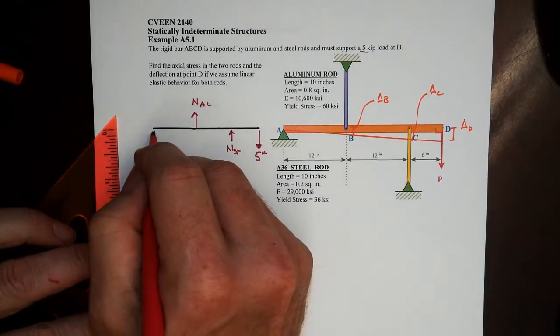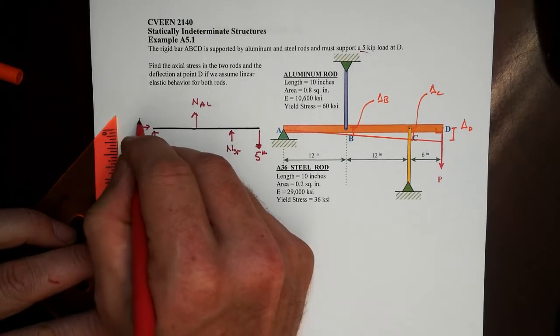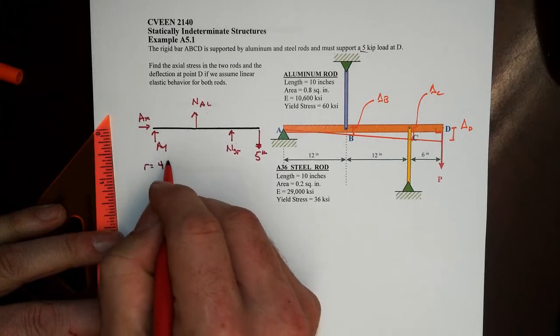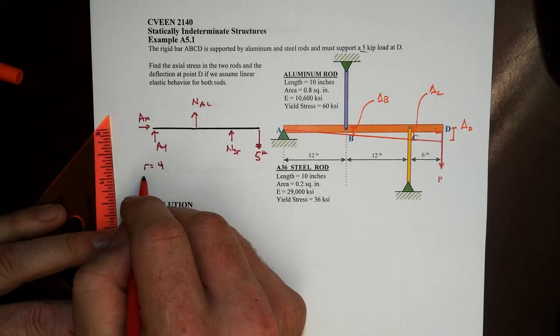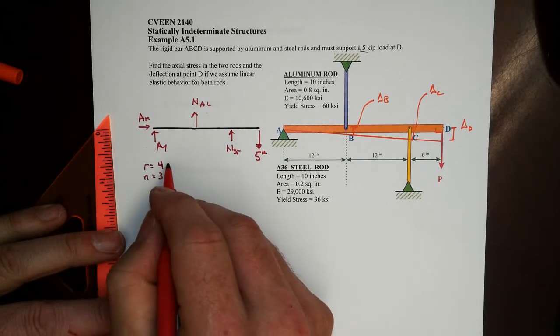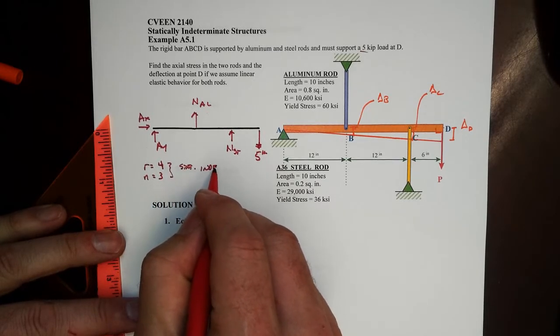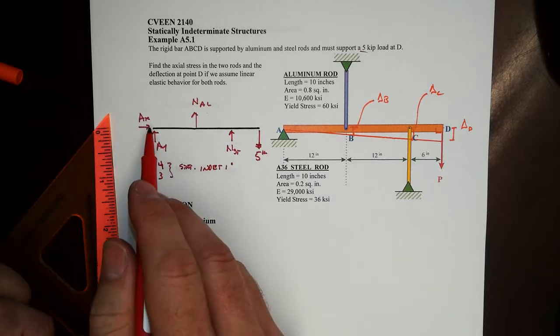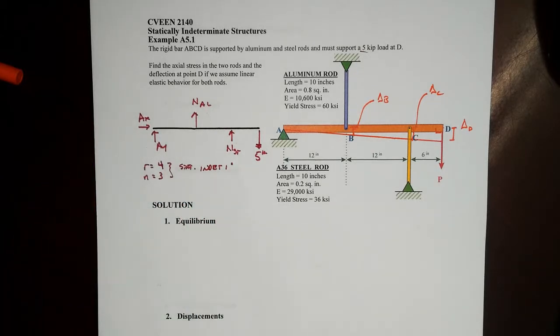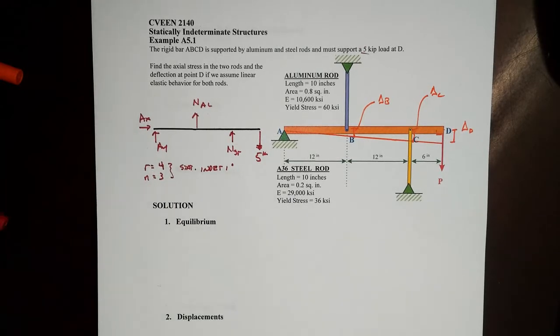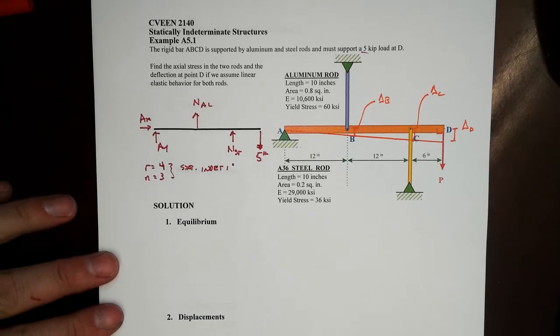Now we also have the reactions at A, AY and AX. So note that R is equal to 4. That's 4 unknown quantities here, and we only have 3 equations of equilibrium. That's what makes this statically indeterminate to the first degree. That doesn't mean we can't find some of them. For instance, sum of forces in the X tells us that AX is going to be 0. Well, R now goes down to 3 and N goes to 2 in terms of the unknowns, because we burned one up to even find that trivial answer. Right? So statically indeterminate to the first degree.